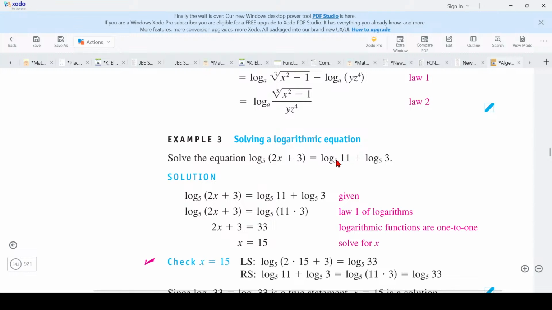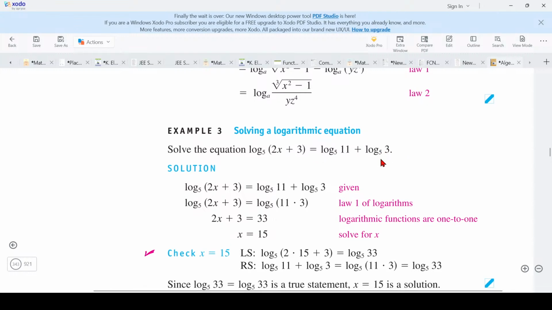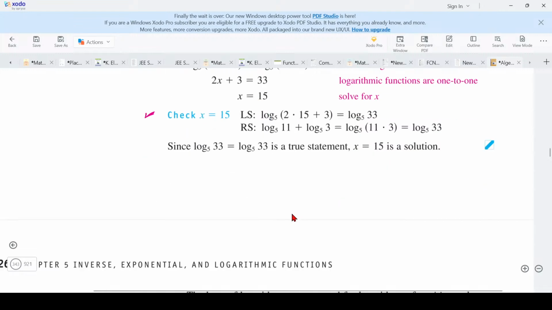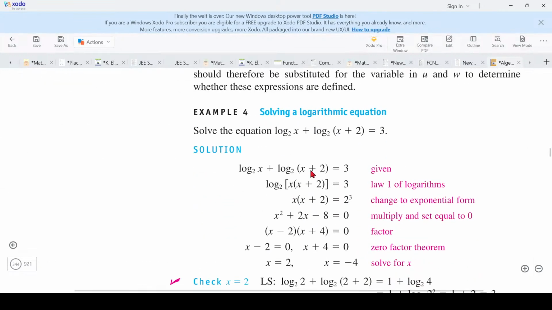So, for example, log a plus log b is log ab. We now need to solve example 3. So log, and because it is 2x plus 3 equals 33, 2x plus 3 equals 33. Okay, similarly, x into x plus 2 should be equal to 3.